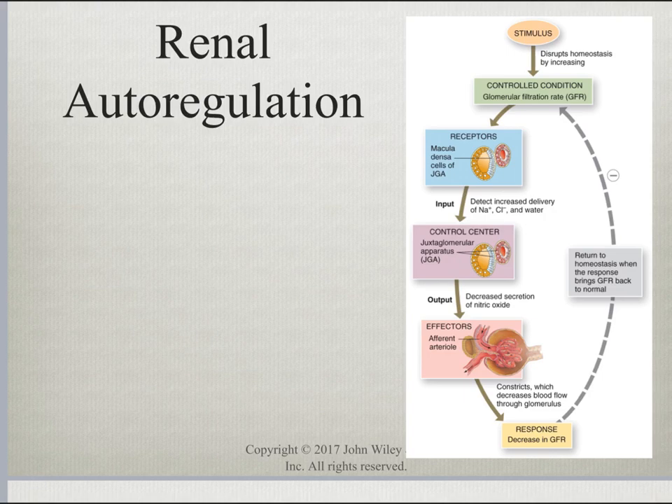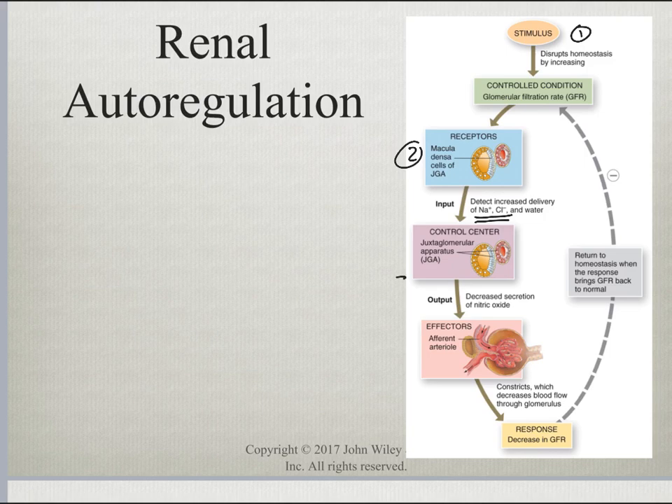We can look at this negative feedback loop to see exactly what's happening. We have a stimulus, number one, that is disrupting homeostasis by increasing our glomerular filtration rate. As a result, the macula densa, so now we're here, these are the cells of the juxtaglomerular apparatus, are detecting those high sodium chloride concentrations. So we see right here, high concentration of sodium chloride in water. And that JGA is going to be the control center.